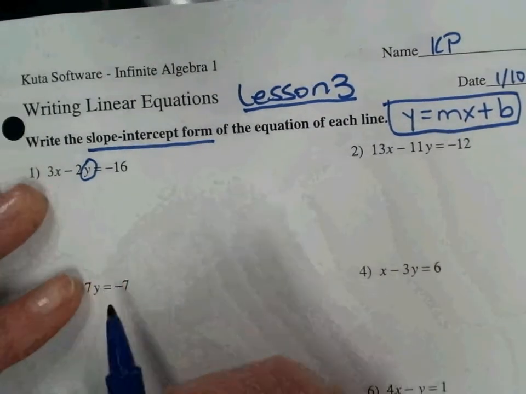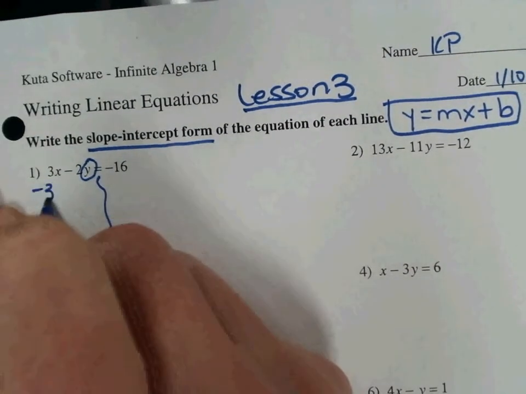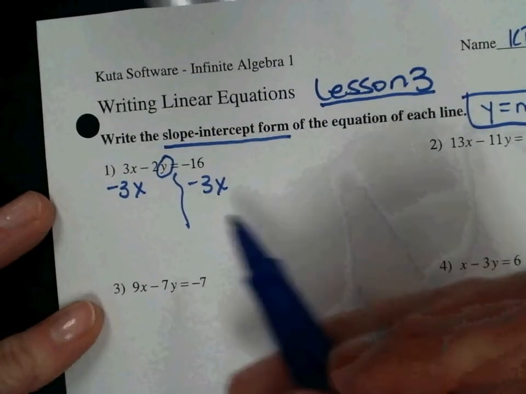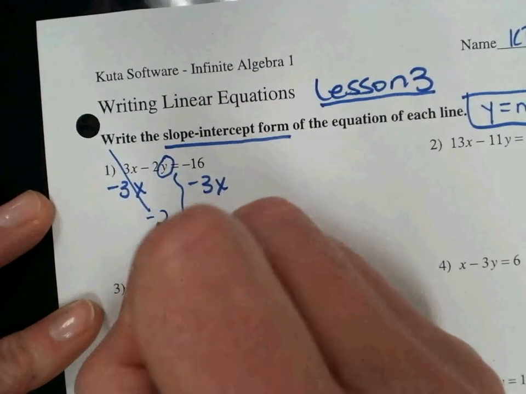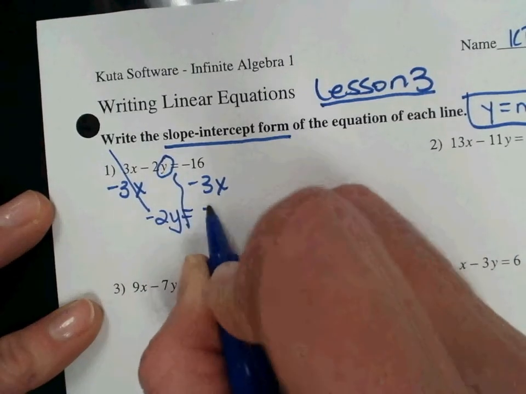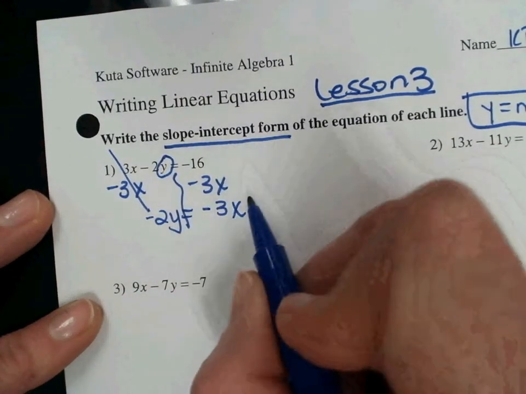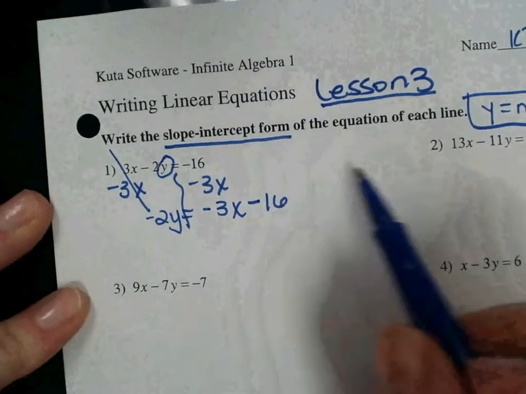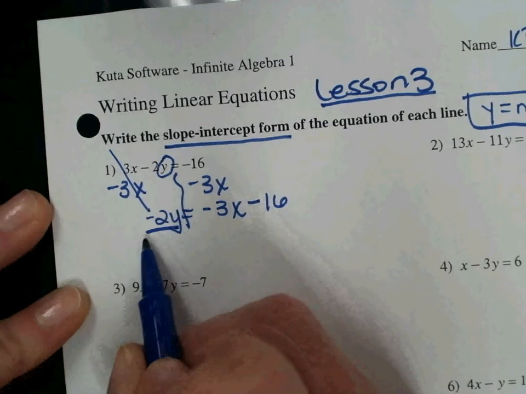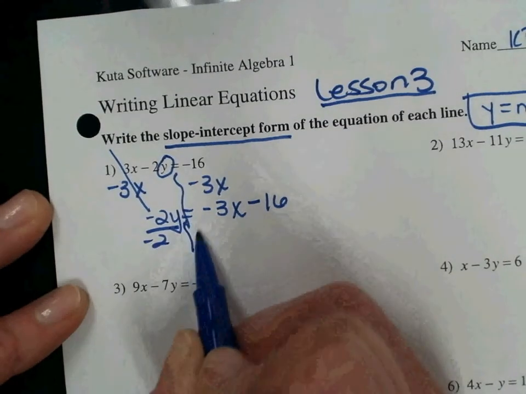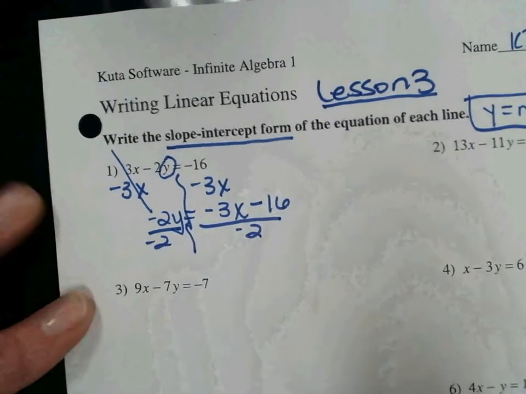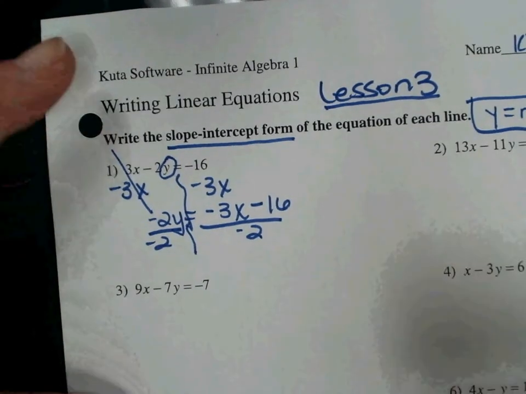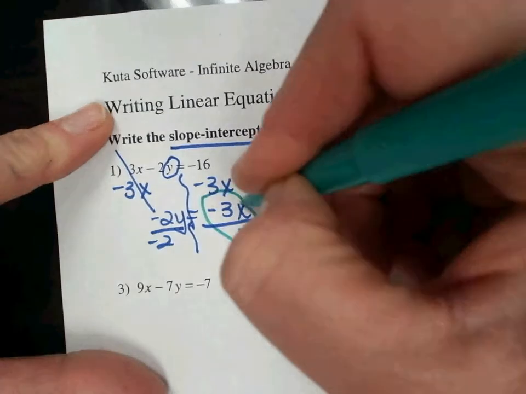So we'll subtract 3x from both sides. So negative 2y equals, and I'll write that negative 3x part first. So I'm getting it into that slope-intercept form. And then divide both sides by negative 2. Break it into 2 fractions.